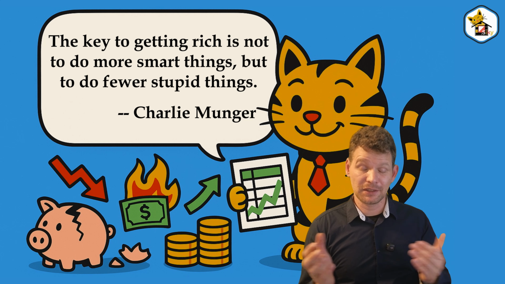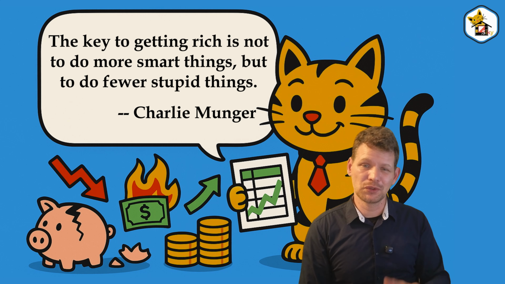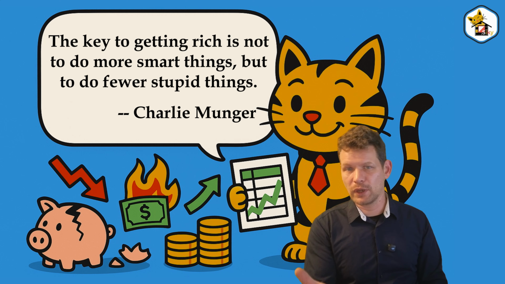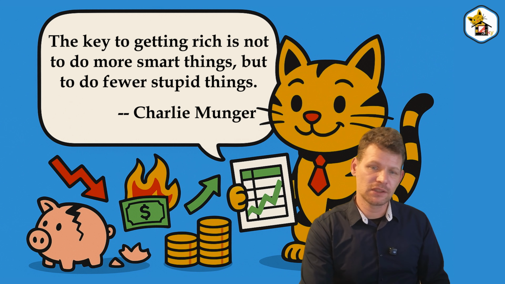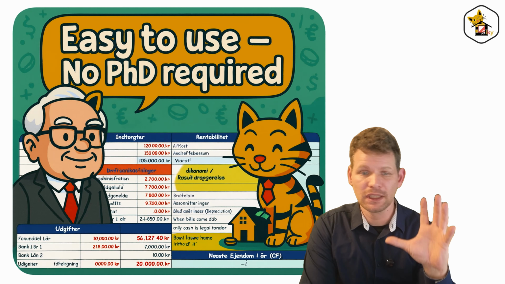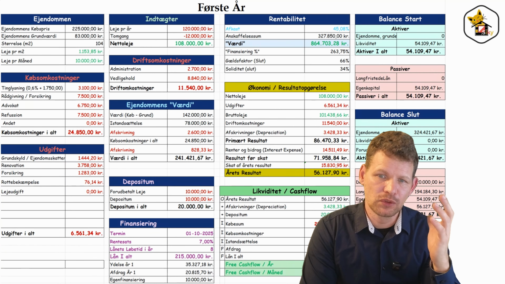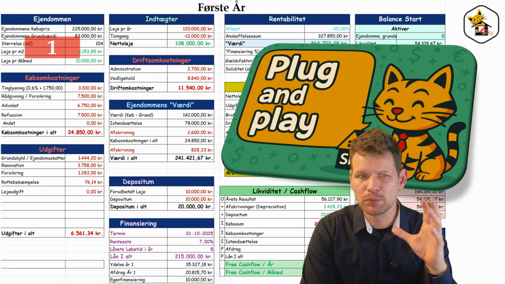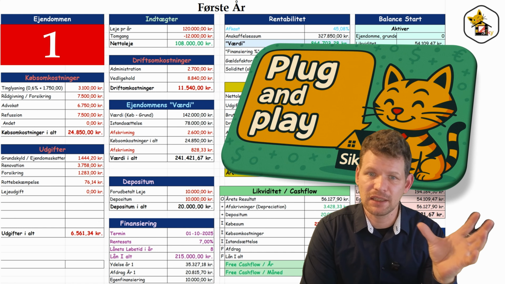The sheet is very honest. It will tell you whether you are on your way to doing something stupid, or on your way to doing something that might be smart. That is what the sheet says. And the sheet is very, very easy. You don't need a PhD to use it. You just plug and play. You put in what you paid for the property, the land taxes and the rent.